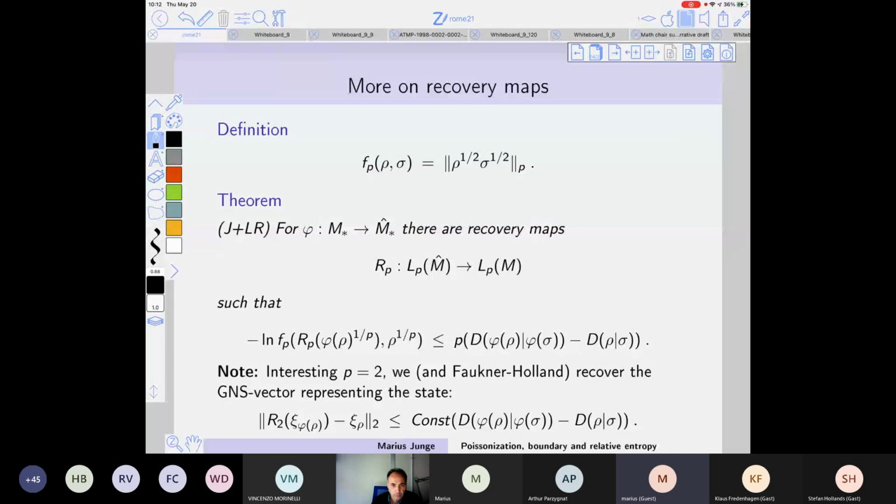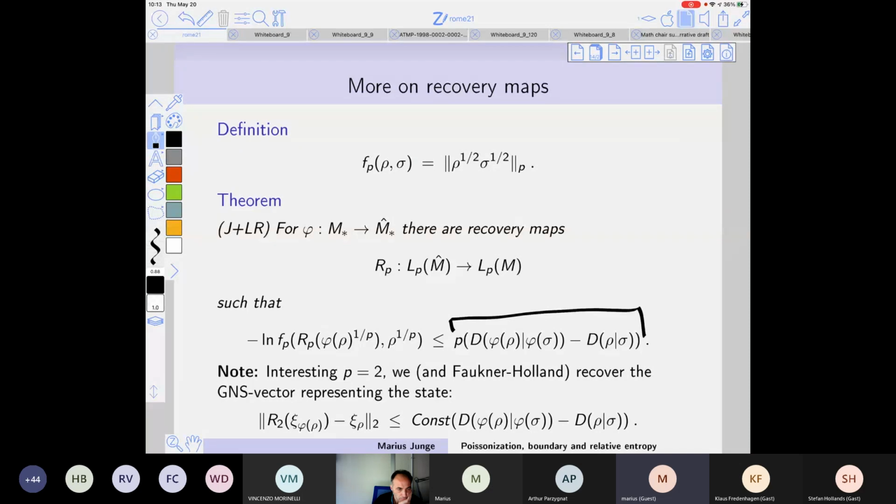Yeah, I have some more results on recovery maps. I think you heard of them before. So let me just make two comments. We also proved a recovery result, where we followed the proof by Wilde in our paper. So this is always about studying almost identity in these relative entropy inequalities.